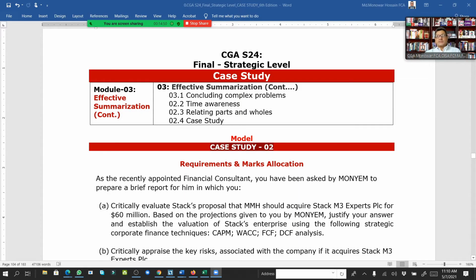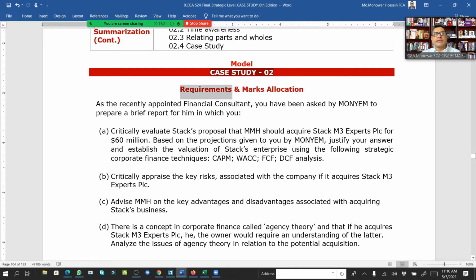Case study of CGA. Last class we discussed one case study as a model case study. In the same way, today we will discuss another model case study. We see case study 2 here. Look here, the requirement and marks allocation is shown.